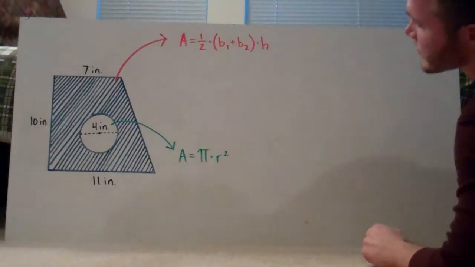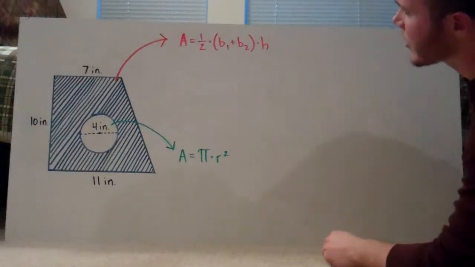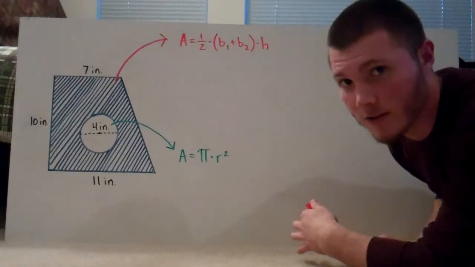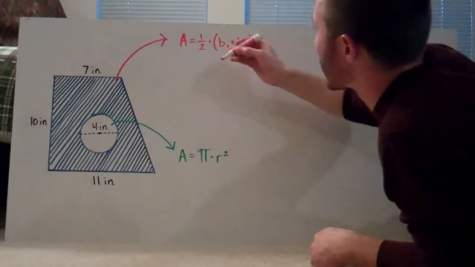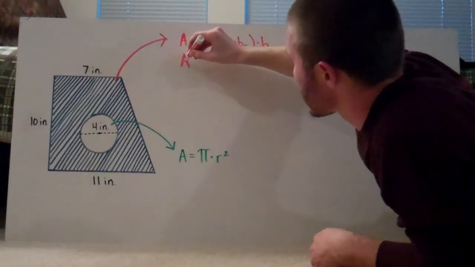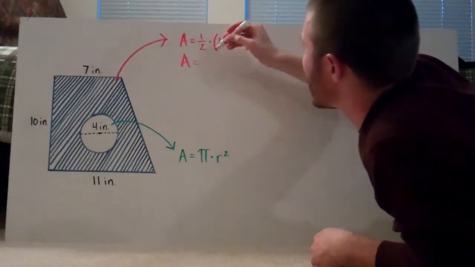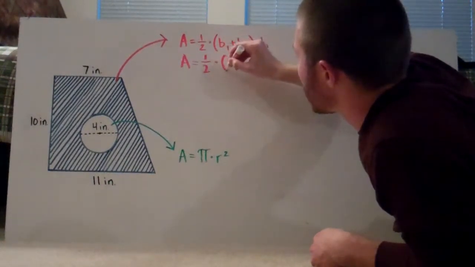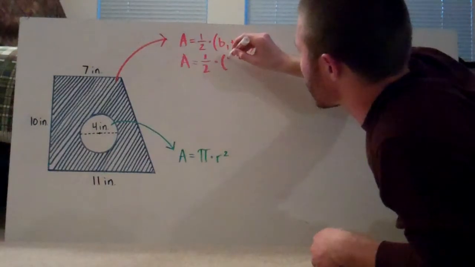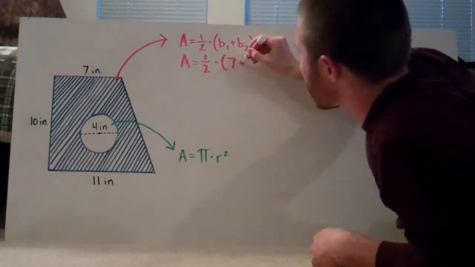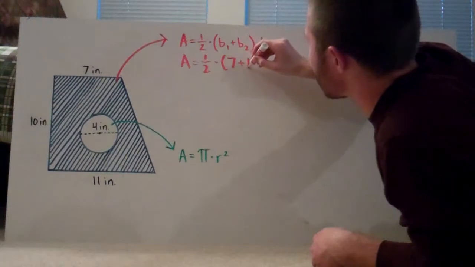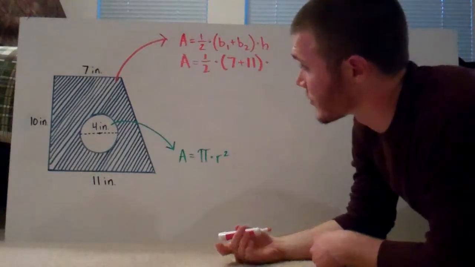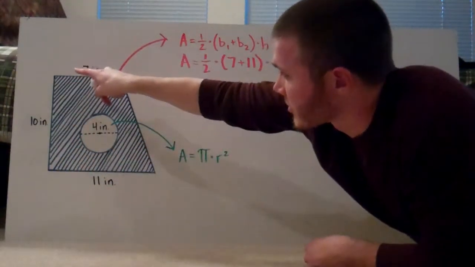Alright, let's do this. Area equals 1/2 times base 1 plus base 2, all in parentheses, times the height. So I've got area equals 1/2 times base 1, I'll say is 7, plus base 2, I'll say is 11. I'm going to multiply that by the height of the trapezoid, which is straight from the bottom straight up to the top, so 10.